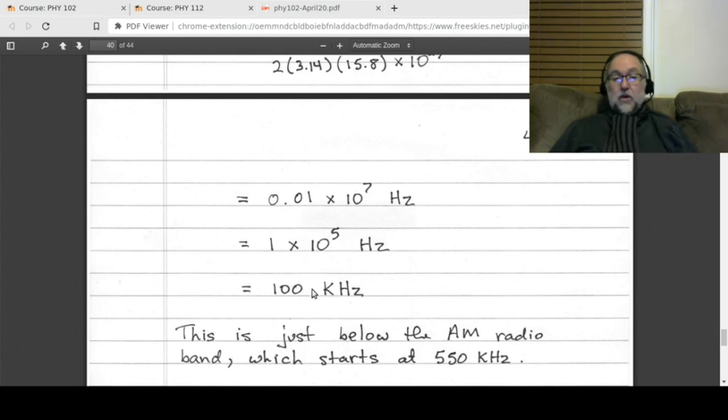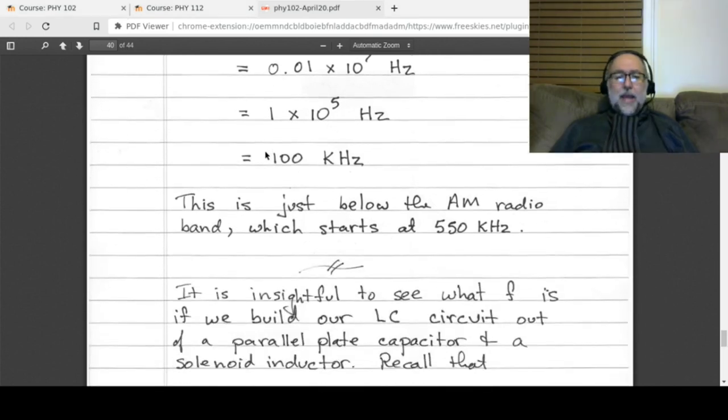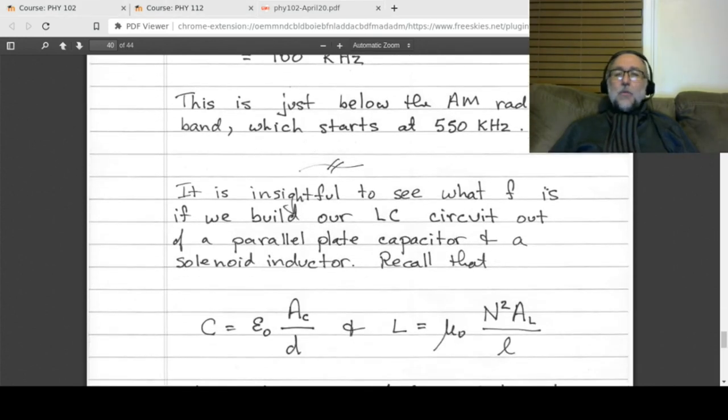Okay, so 100 kilohertz. That's below the FM radio. I think FM starts at 550 or 570, I'm not sure which, but it's basically long wavelength. Okay, below the AM radio. All right, so there you go. Now, last thing we're going to do with LC circuits.